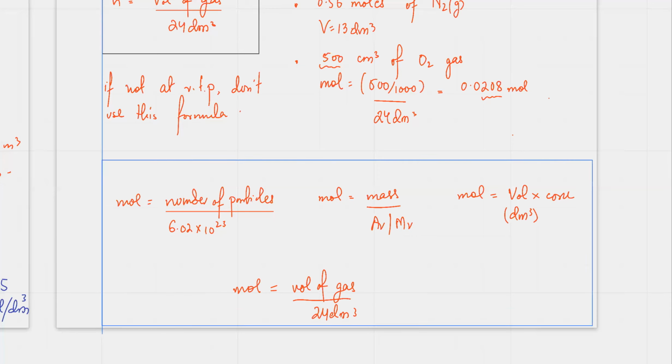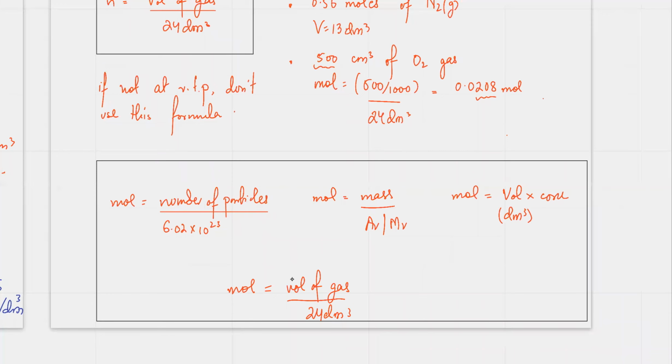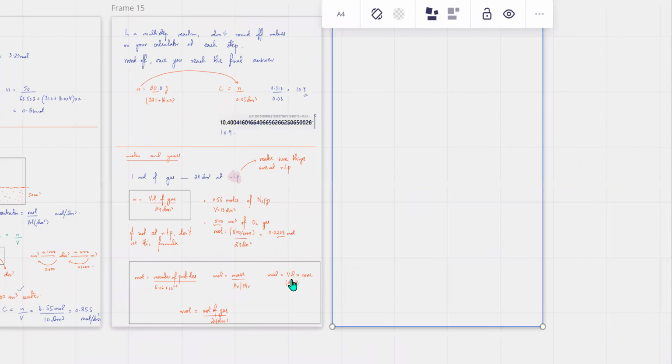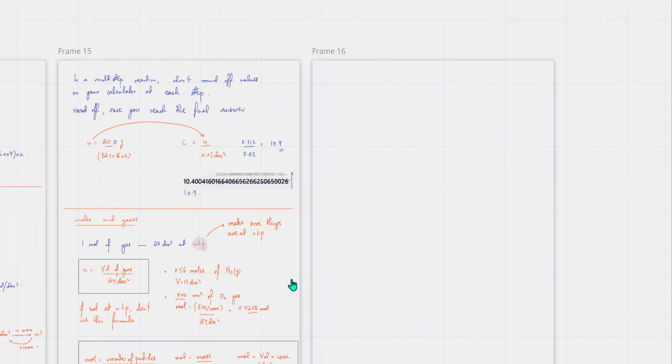Remember, all your counting would be done in moles. You're going to have 2 moles of substance, 3 moles, 2.5 moles. Everything would be counted in moles. So let's start talking about ratios now. Let's start talking about what would happen if we calculate moles. So now we're going to talk about equations.